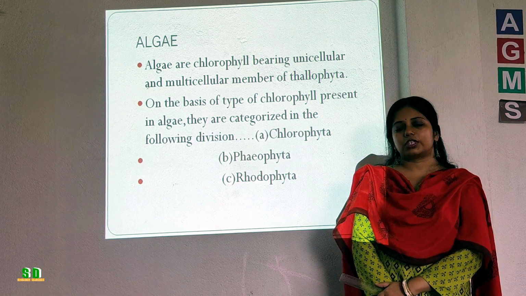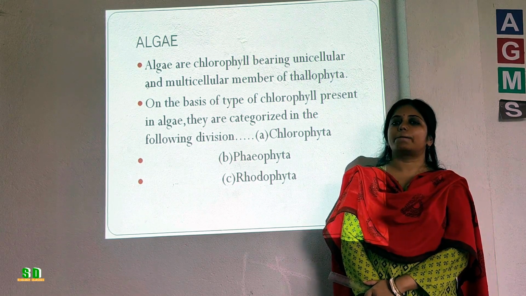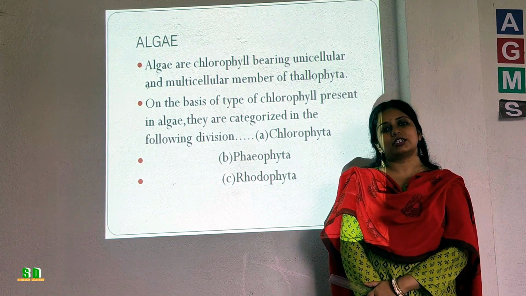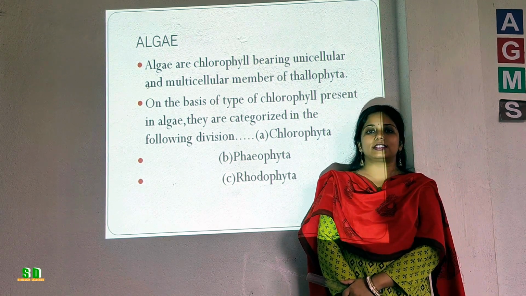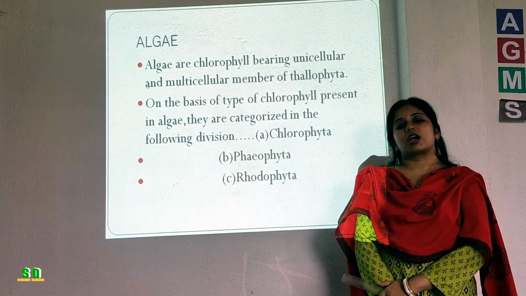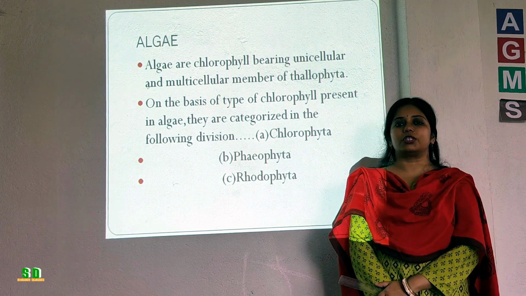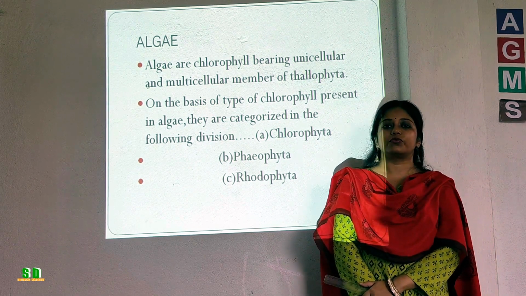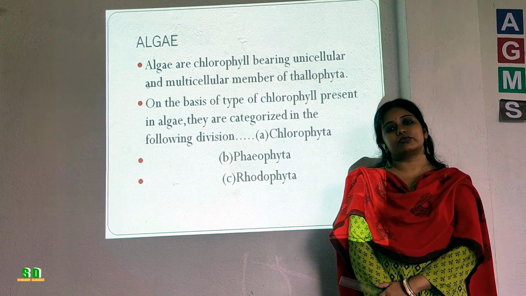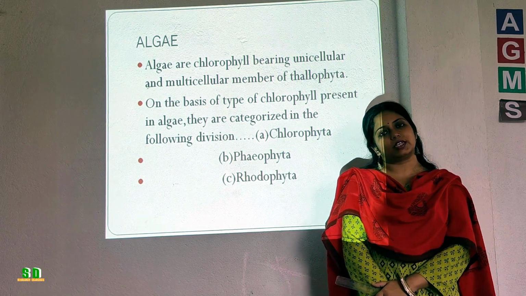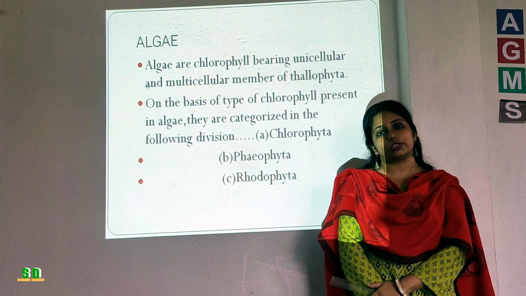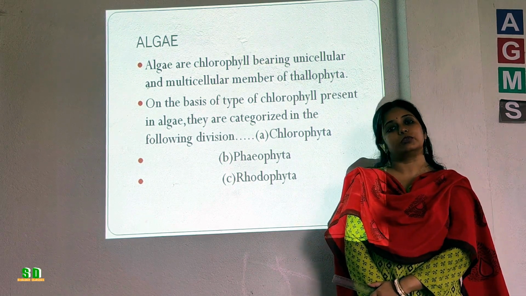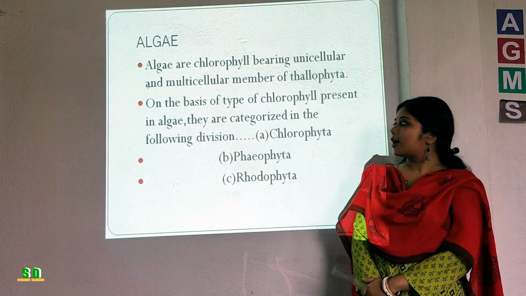They are included under the plant kingdom. Why are they included under the plant kingdom? The basic criterion is that they are also green in color. That means what? They have chlorophyll. And as they have chlorophyll, they can also make their own food. That means they also have an autotrophic mode of nutrition.